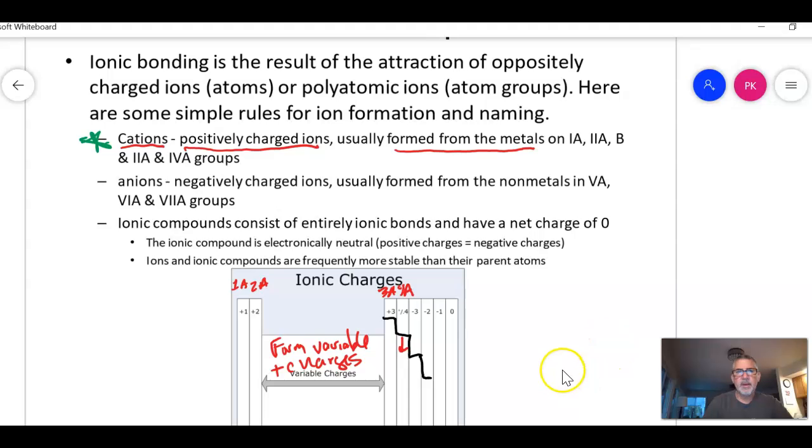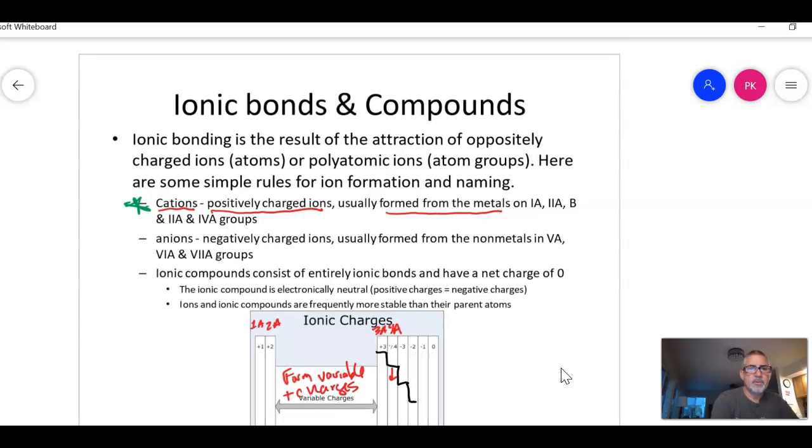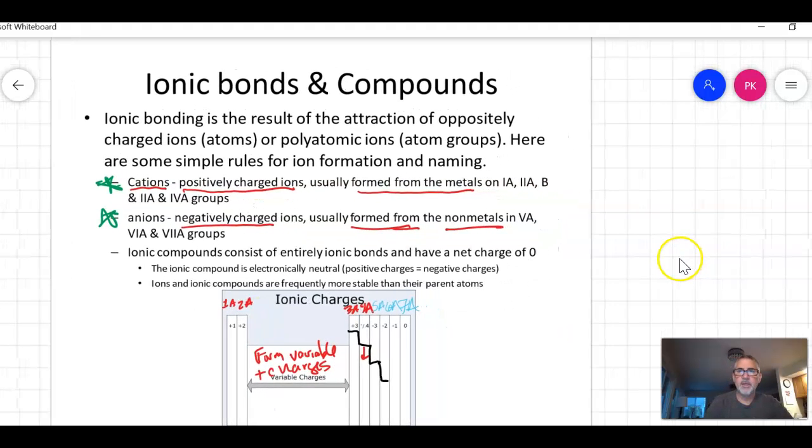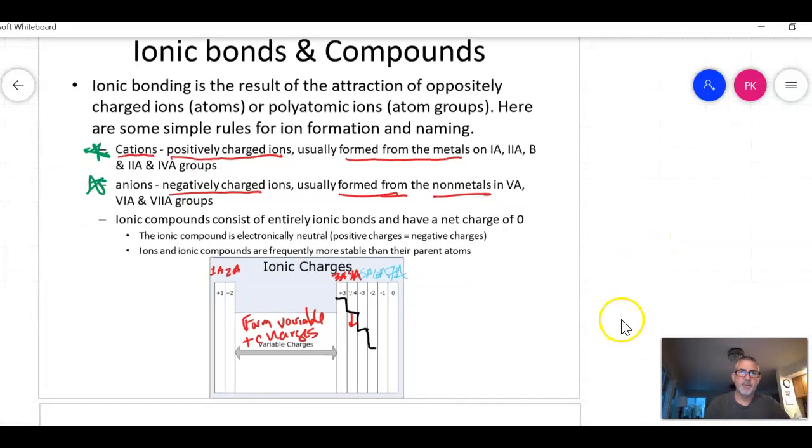So our anions then are going to be negatively charged, and they're going to be formed from nonmetals. My nonmetals here will be 5A, 6A, and 7A. So those will be my nonmetals. And you'll notice that the charge on the noble gases in the last is 0. So our representative elements will be all those that form common charges.